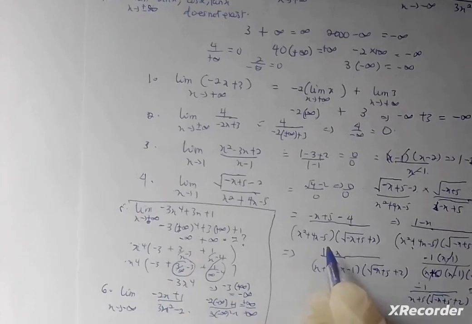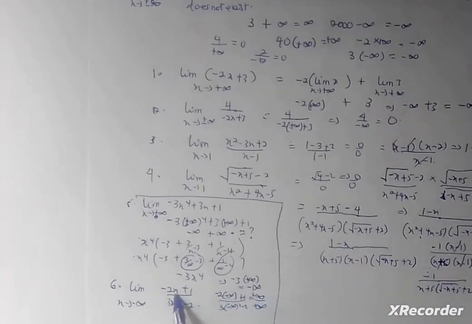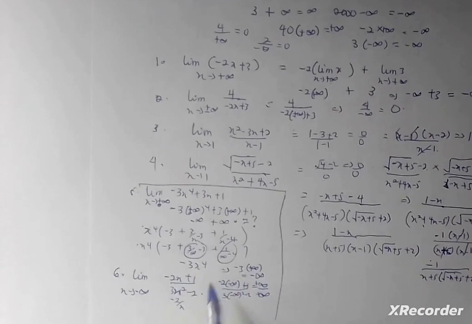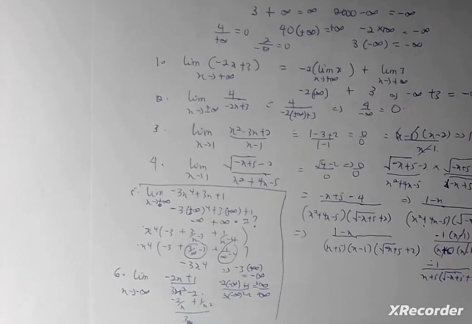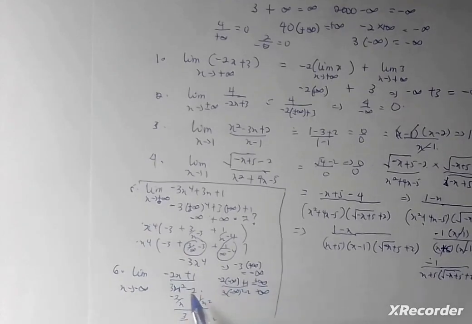So what do we do? Here you divide through by the highest power. You divide through by the highest power so that you get negative 2 over x plus 1 over x squared, all over 3, then minus 2 over x squared. And here, every fraction with x, when I put the infinity sign, will be 0. So my answer will simply be 1 over 3.